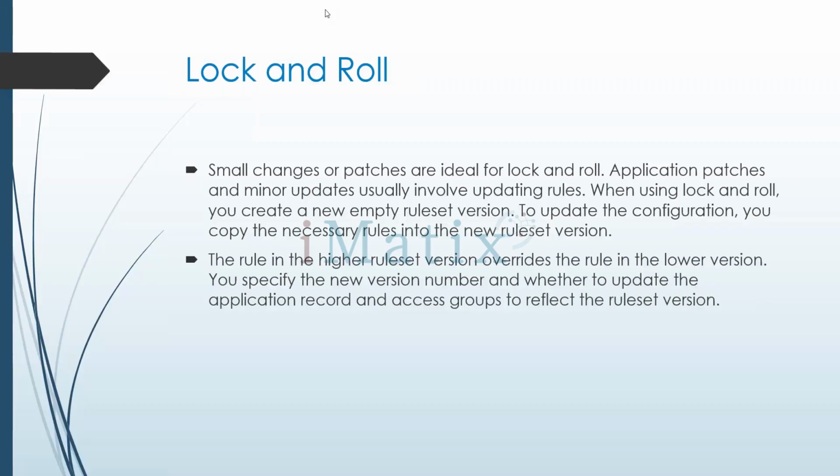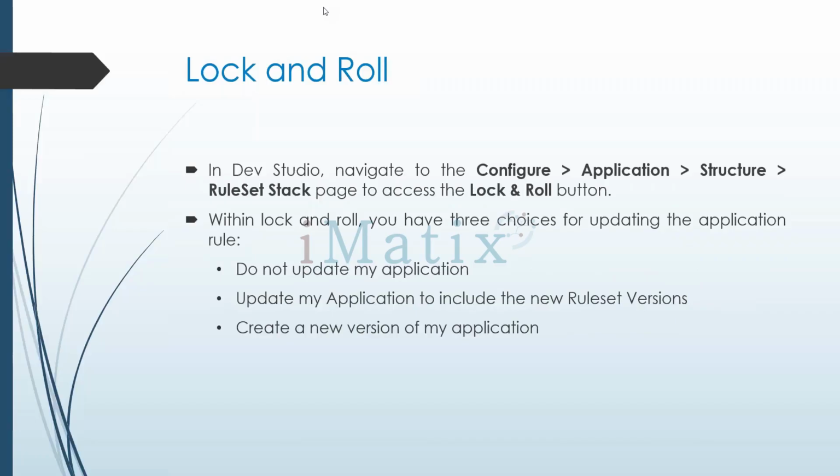And within this lock and roll, we have three different options again. Lock and roll comes with three different options. Do not update my application. Second one is update the application to include the new rule set version. The third one is create a new version of the application. Three things. What are those? Do not update my application. Update the application to include the new rule set. The third one is create a new version of the application.